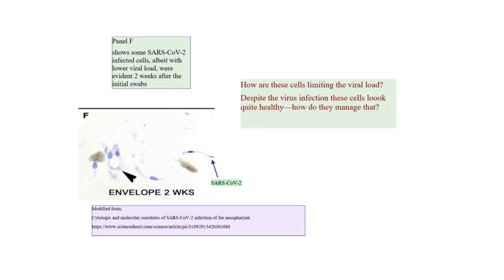This is the same slide in panel F on the previous slide, and you can see SARS-CoV-2. And the question here becomes, how are these cells limiting the viral load? When you compare with the initial onset, the viral load was much heavier, but here 2 weeks later, the viral load is reduced in the cells. Despite the virus infection, these cells look quite healthy. And how are these cells limiting the viral load?